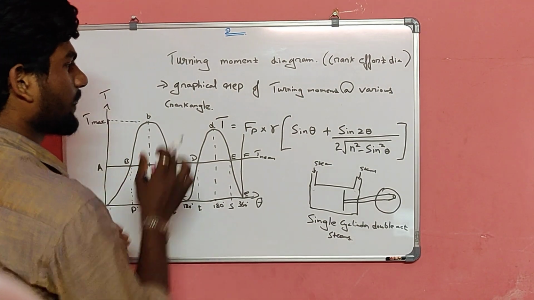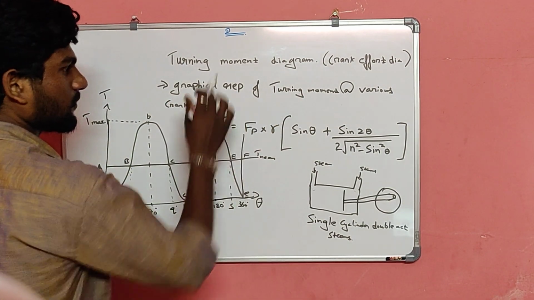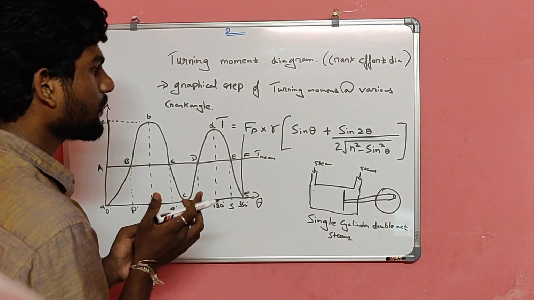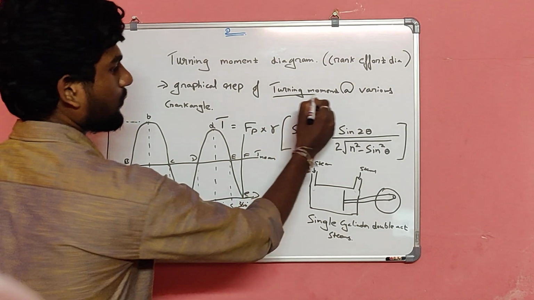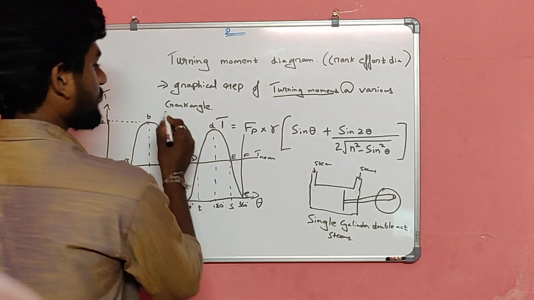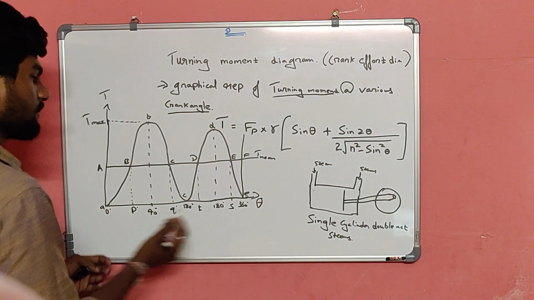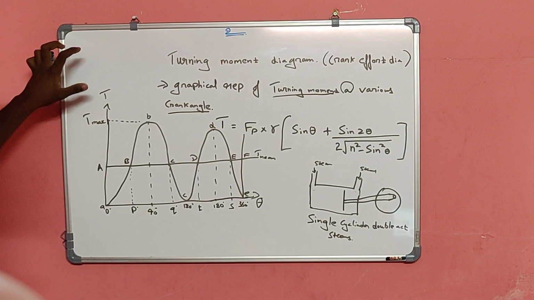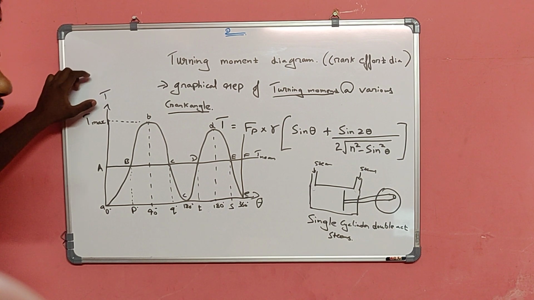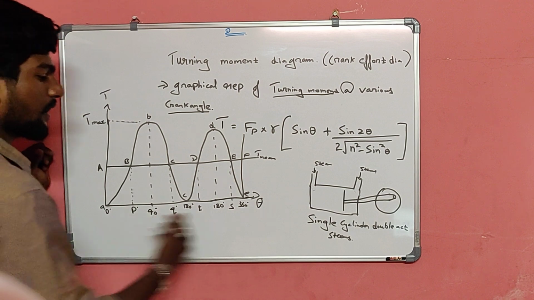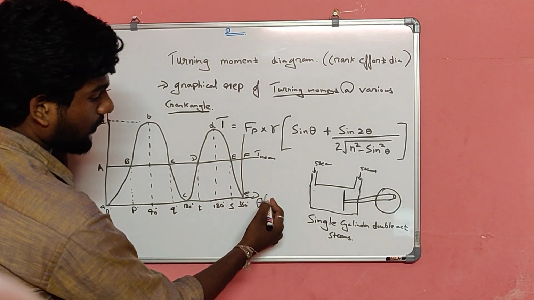So this is a graphical representation. This turning moment drawing is a graphical representation of turning moment, that is, the torque at various crank angles. That is this graph. I am taking torque, that is turning moment, on the y-axis, and crank angle on the x-axis.